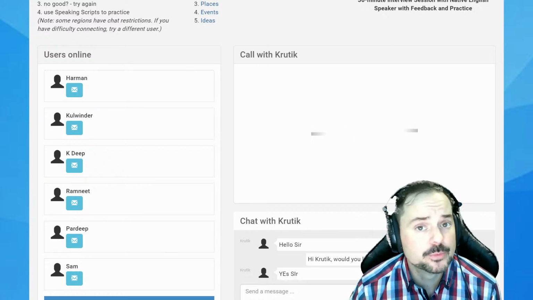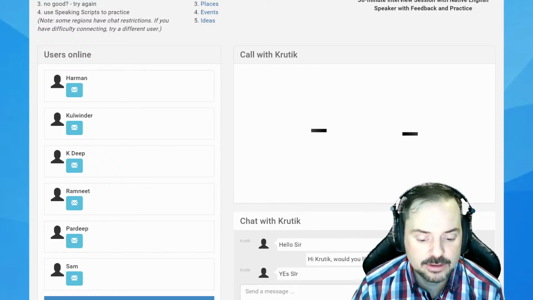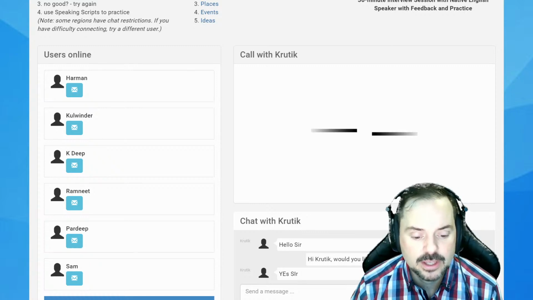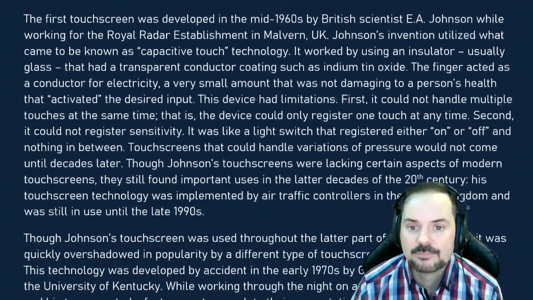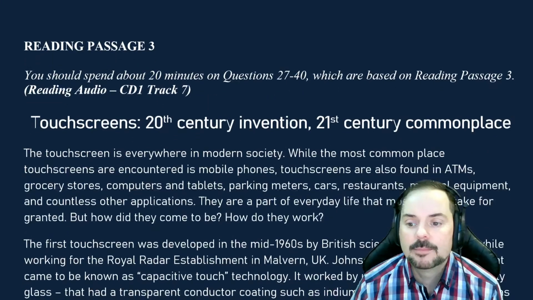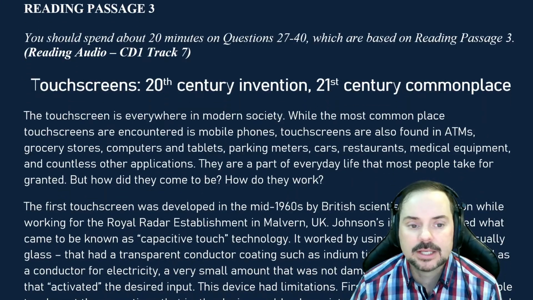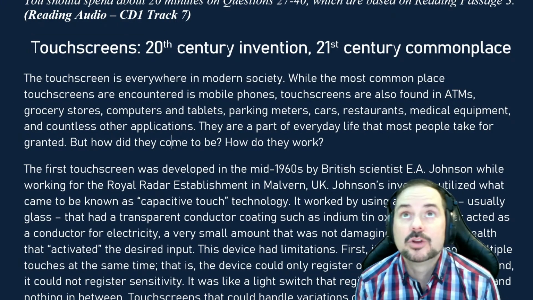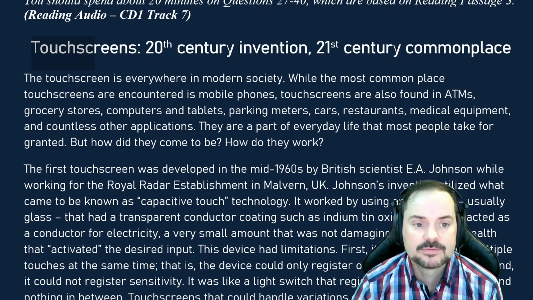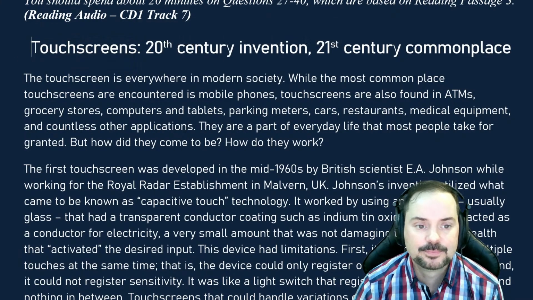All right, Krutik. So let's do reading. Reading is an important part of the IELTS exam, as you know. And this is an academic reading, but you could see this in general as well. Okay, Krutik. So I will ask you to read the title and then read the first paragraph, okay? Whenever you're ready, go ahead. Read from touchscreens, from the very top, from the title.